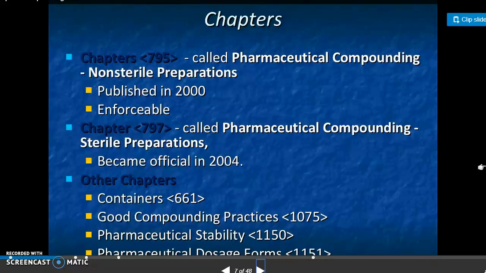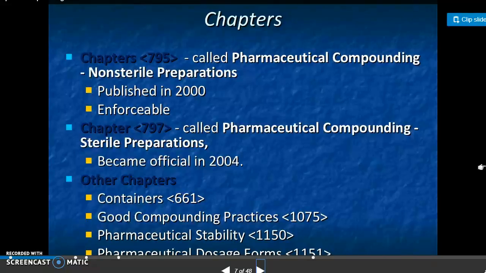Other chapters talk about what type of containers the medication should be in. What are good compounding practices? When we talk about compounding practices, it is maintaining a safe environment, maintaining a clean environment. If you need a sterile environment, what type of hoods can be used to do the compounding. Also, the different type of stability of a particular drug.